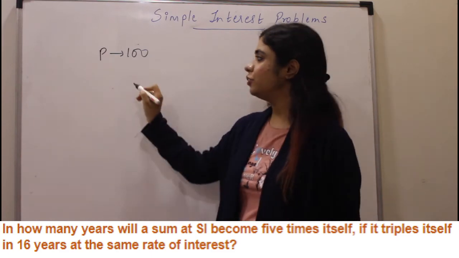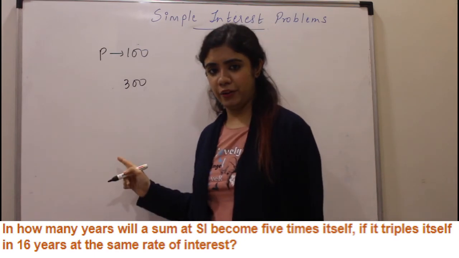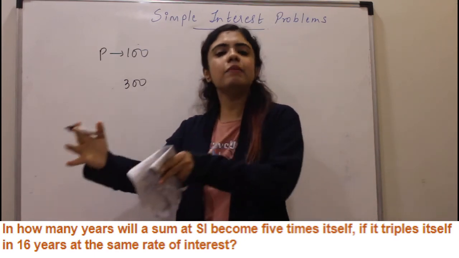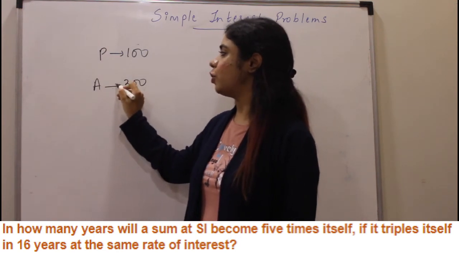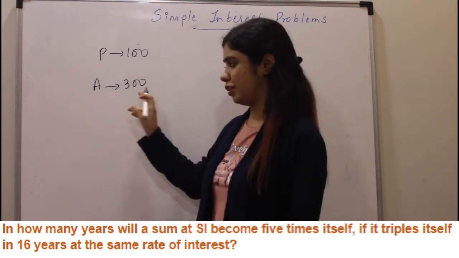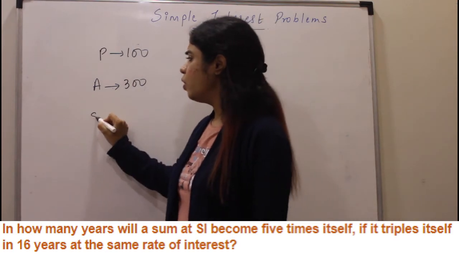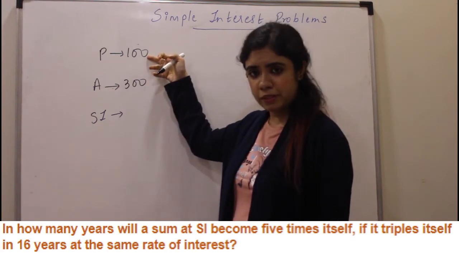Now वो हो गया 300. My question is, what is this 300? The total money becomes 300. So 300 is actually your amount. ठीक है टोटल मनी जो मेरे को मिलेगा that is 3 times. So this is your amount. Then what is simple interest? It will be amount minus principal.